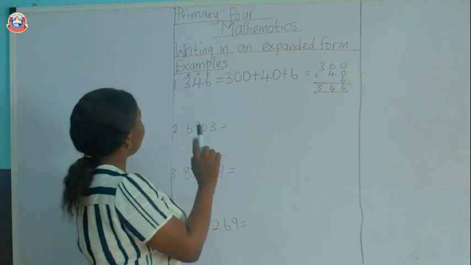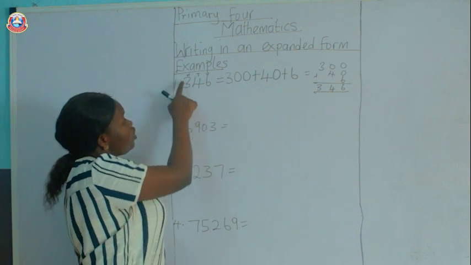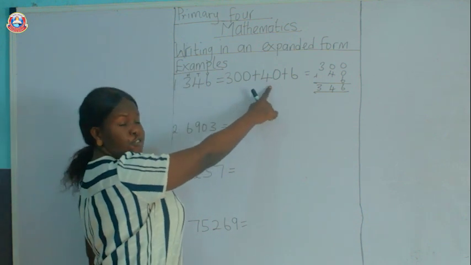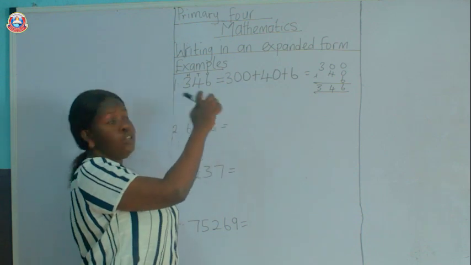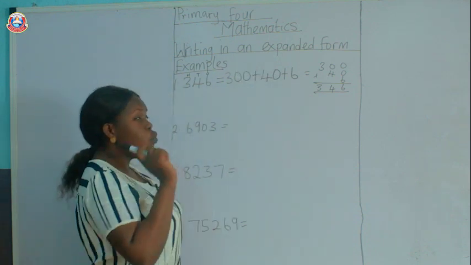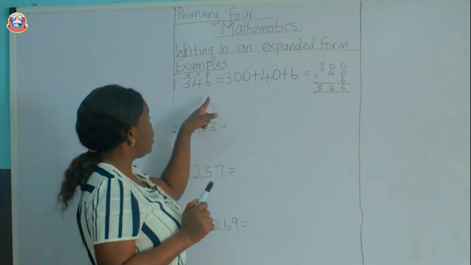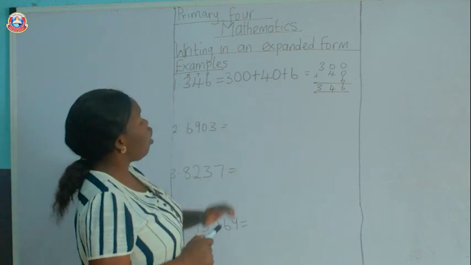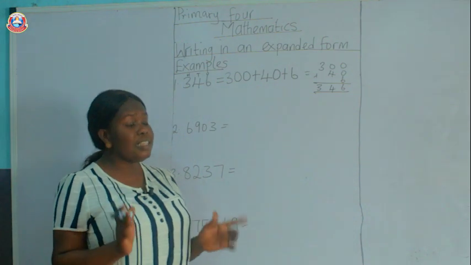346. And if you look at it, the 3 under the 100 gives us 300. 4 under the tens gives you 4 tens, which is 40. And 6 under the unit gives you what? 6, which is just a digit, a unit number, 6. So making it 346. That's the first method.